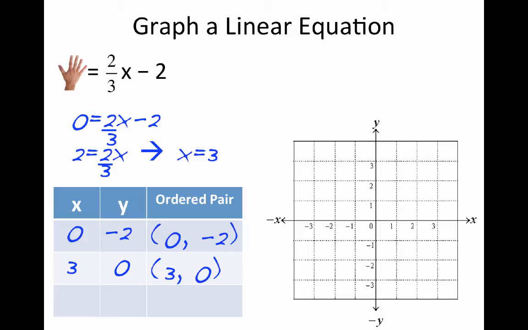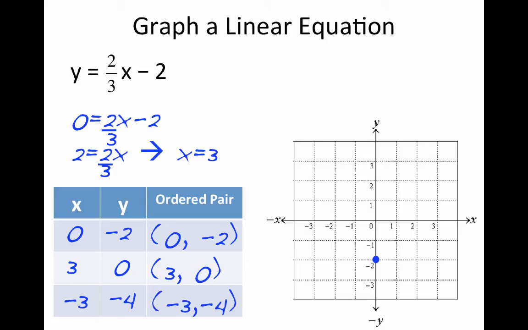We might want to find another ordered pair to check our work. So let's let x equal negative 3. If x is negative 3, the 3's form a fraction that equals 1. We have 2 times negative 1, which is negative 2. Negative 2 minus another 2 is negative 4. So negative 3, negative 4 is our ordered pair.